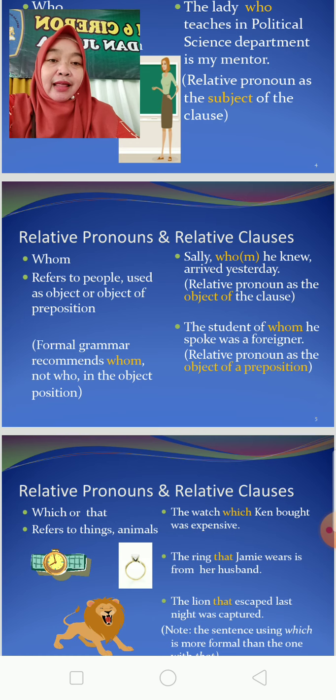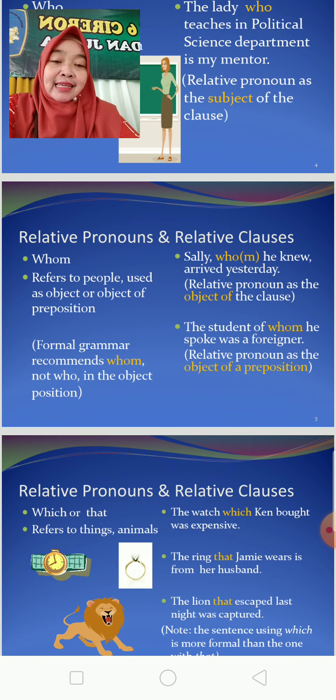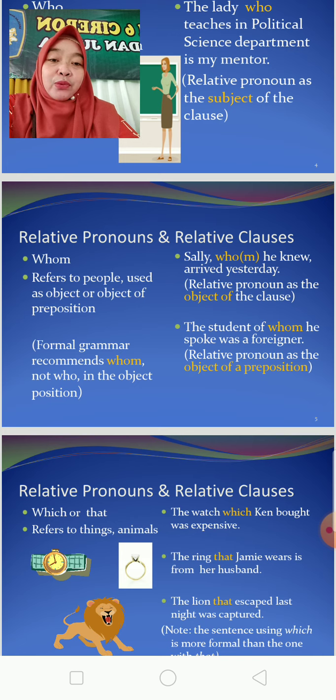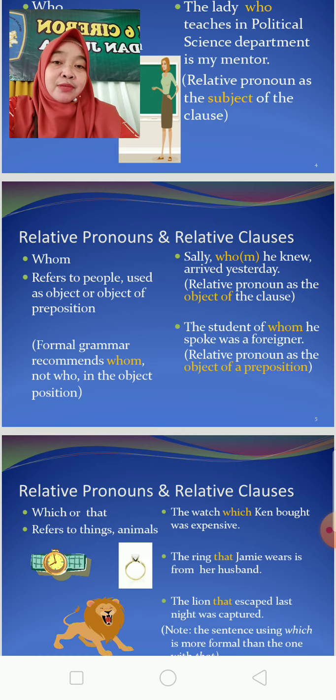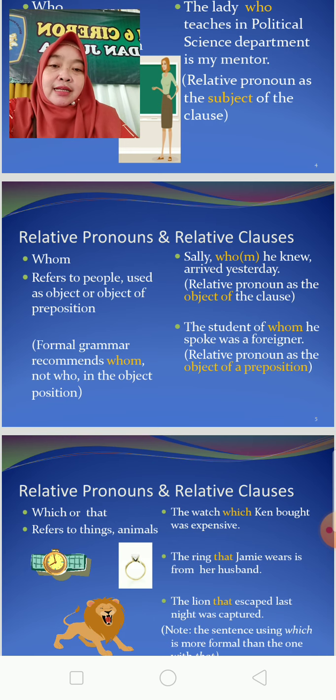So it means that whom he knew is a relative clause. It describes Sally, and the position of Sally is an object. The relative pronoun is put before the subject, between Sally and also he. So whom is put between subject and subject, so the function of whom is a relative clause as an object.